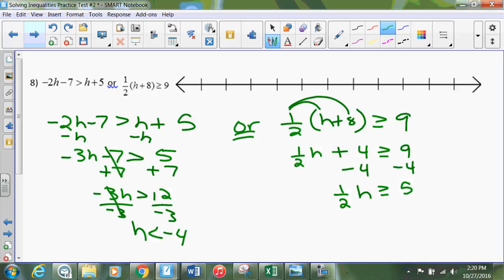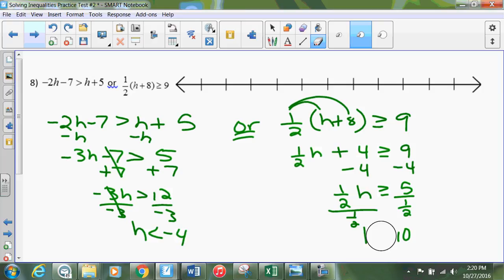I know a lot of people in my class are much more comfortable with getting rid of a fraction by dividing by the fraction. We have a choice. We could multiply both sides by the reciprocal, so we could multiply both sides by 2. I'm going to do it this way just because a lot of you like doing it this way. If you put 5 divided by the fraction 1/2 in your calculator, you would actually get 10, and look at me putting that equal sign there. It's not an equal sign, is it? It is a greater than or equal to. All right, so let's stop here for just a second.